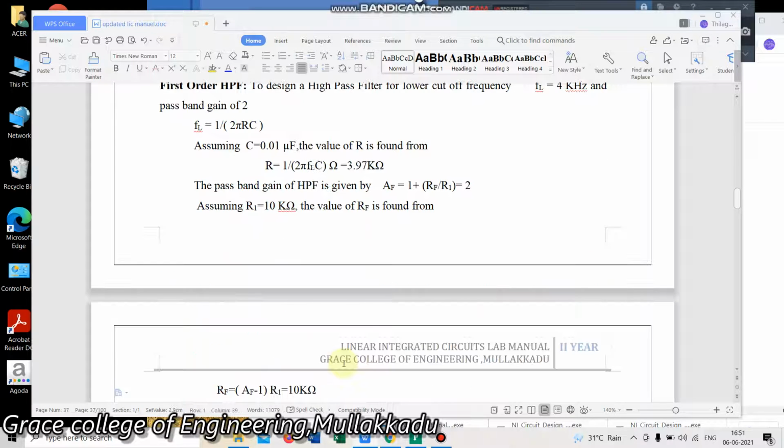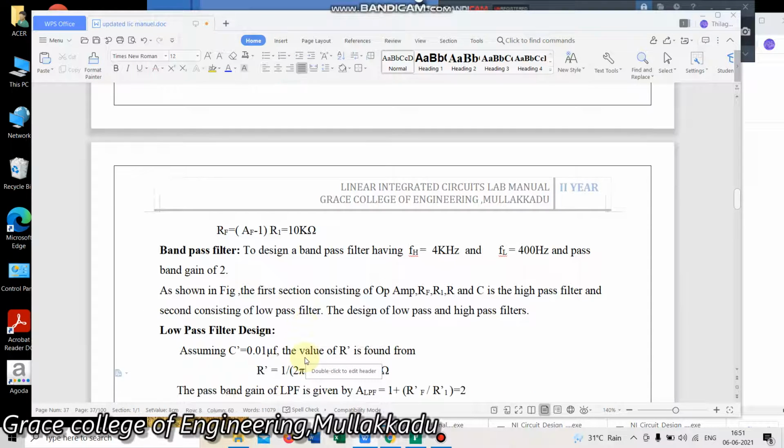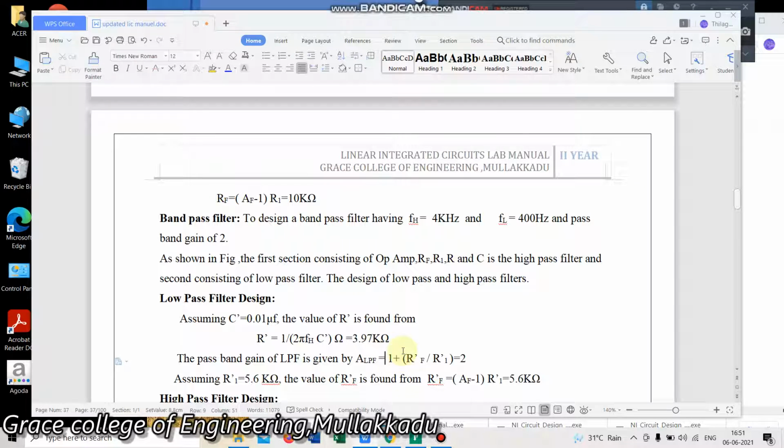Similarly, for the high pass filter, the FL value is taken as 4 kilohertz and C equal to 0.01 microfarad, and the R value is calculated. Taking A equal to 2 and R1 equal to 10 kilo ohm, the RF value is 10 kilo ohm.